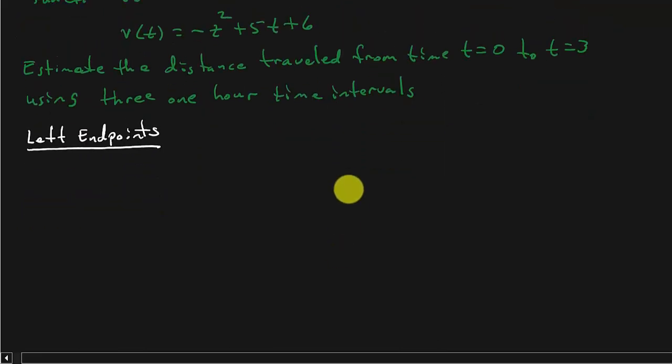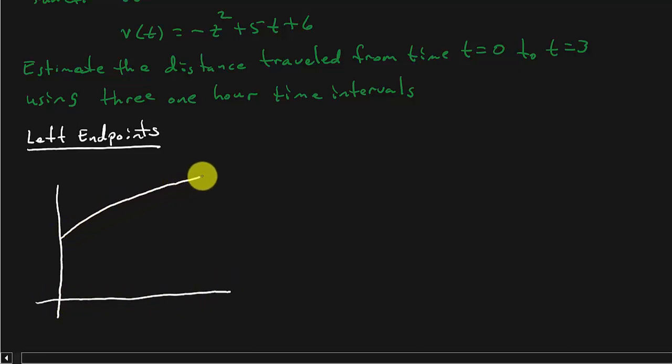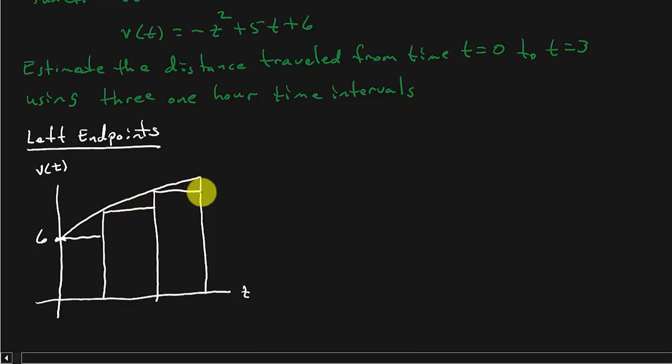All right, so we're going to sketch the graph. I'm not going to go into how to graph this, but if you graph it, it's going to look something like this. And we know this right here is 6. How do we know that? Well, this is t equals 0. This is t and this is v of t. And when t is 0, we get 6. We're going to break this up into 3 rectangles, and we're using left endpoints.